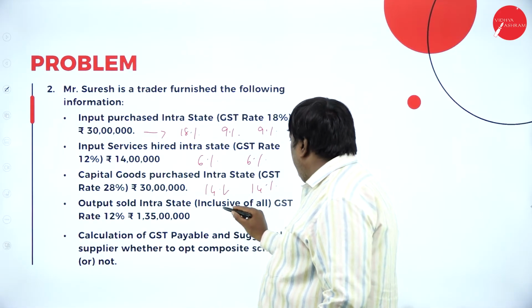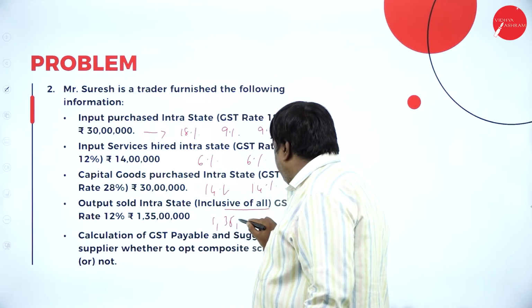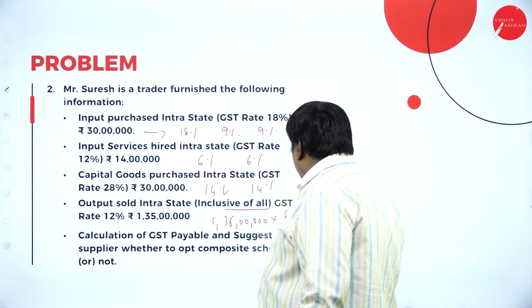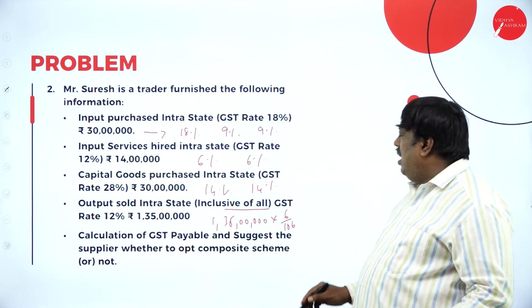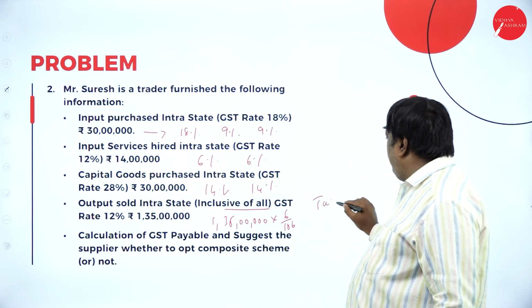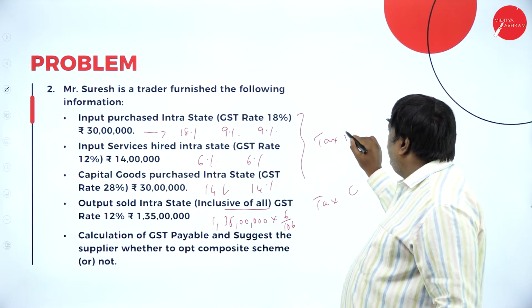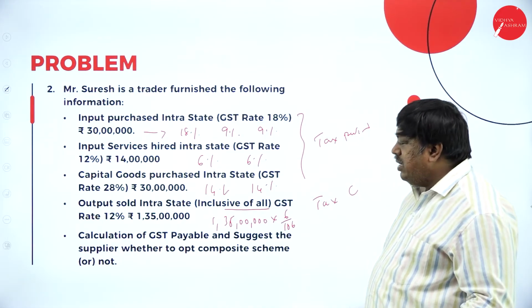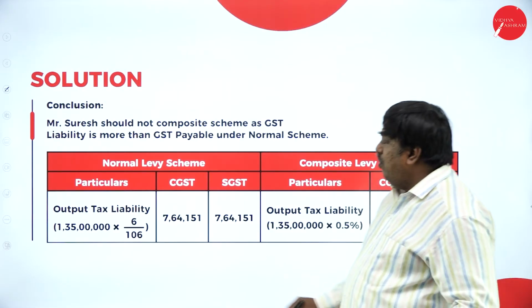And here, inclusive of all taxes means 1,35 lakhs, 1,35 lakhs into 6 by 106. That is CGST 6 and SGST 6. This is tax collected and these are tax paid. So, which scheme is better? We are going to discuss and we'll just suggest whichever is better and benefit for the taxpayer.